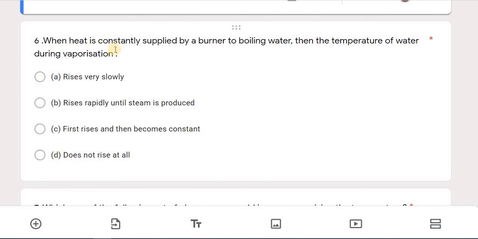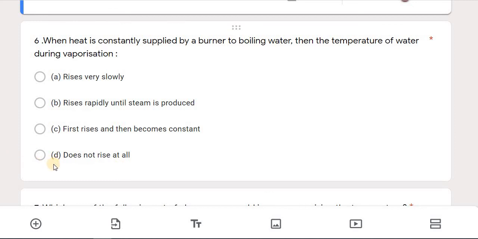The question is, when the heat is constantly supplied by a burner to boiling water, then the temperature of water during vaporization rises very slowly, rises rapidly until steam is produced, first rises and then becomes constant, and the D option, does not rise at all.